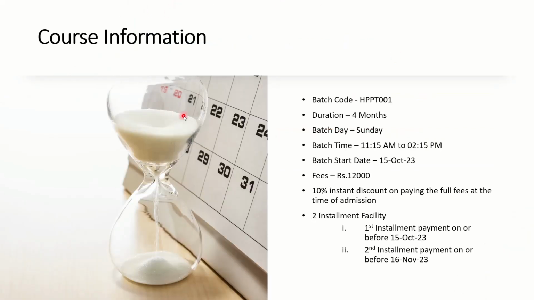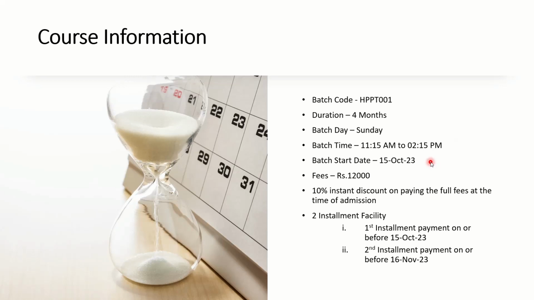So this would be the course information. Over here you can see the batch code is HPPT001. The course duration is 4 months, and it would be the Sundays batch, and the batch timing would be 11:15 a.m. to afternoon 2:15 p.m.